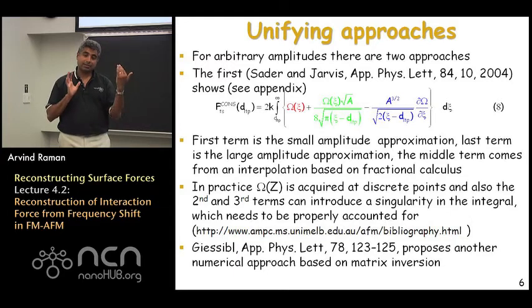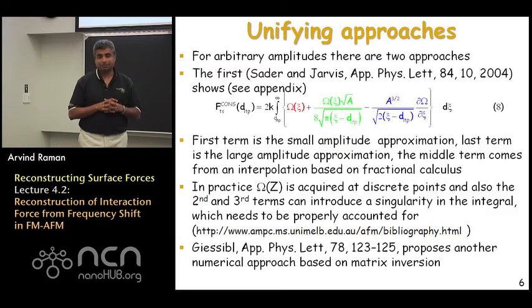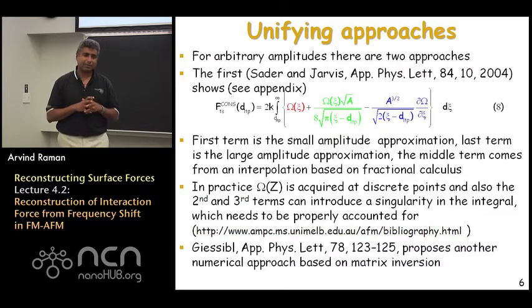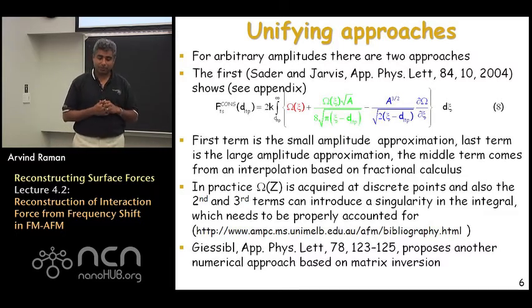The integral consists of three terms. The first term is just omega, then there's a second term and a third term. Just by looking at this, you'll recognize that the first term in the integrand is basically the formula from the small amplitude assumption. The last term is simply the formula from the large amplitude assumption. And the middle term is basically the new term that is added in this formula.